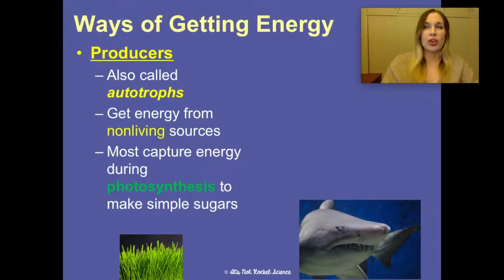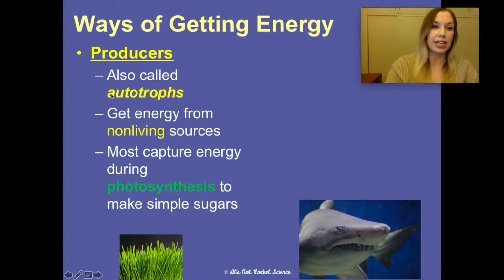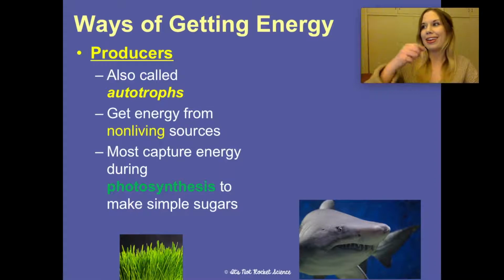If you are an organism that is classified as a producer, you are also called an autotroph. The prefix auto refers to self, and the suffix troph refers to nourishment. So if you are a producer, that means you are literally a self-nourisher. And that doesn't mean you can walk into the pantry, grab some Cheez-Its out of there and start eating, and that's you self-nourishing yourself.